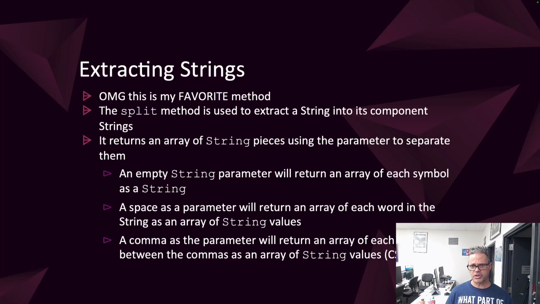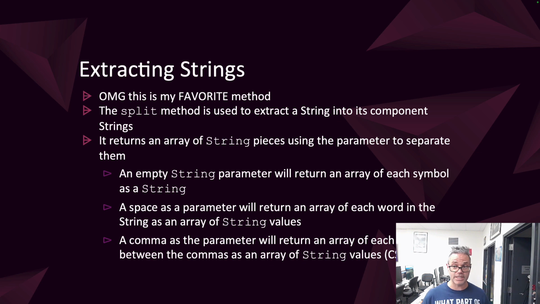Now, if we want to extract strings from strings as a structure, we have a really cool method. This is split. This is honestly one of my favorite methods we have. The split method allows us to get a string into its component strings and returns an array, a data structure of string pieces based on the parameter you supply to the split method. If you supply an empty string, you're going to get each letter in the contents of each of the spots of that array. If you give a space as the parameter for that split method, you get each word as a value in an array of string.